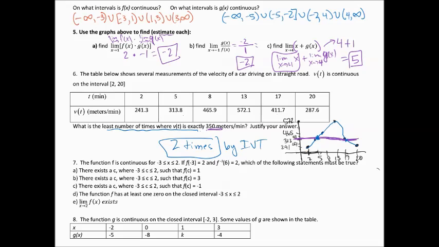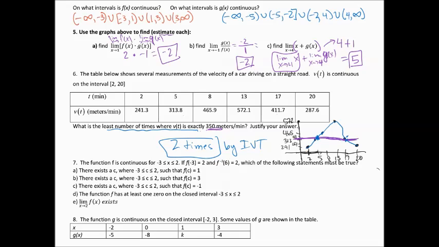The intermediate value theorem says if to get from here to here, I got to cross through right there. To get from here to this point, again, I got to cross through right there. So I had to cross this 350 mark twice. So at 2 times, I was at 350 meters per minute in this case. So that's all IVT again.